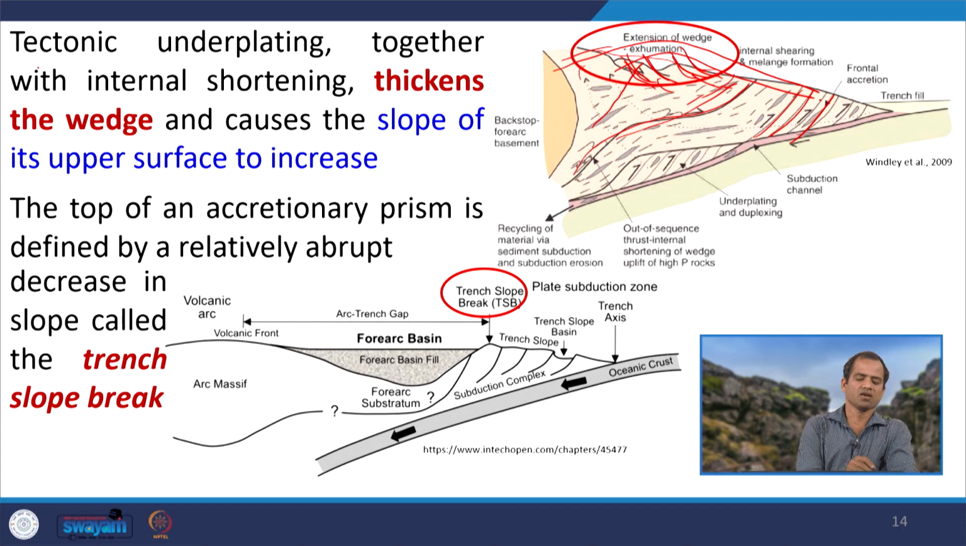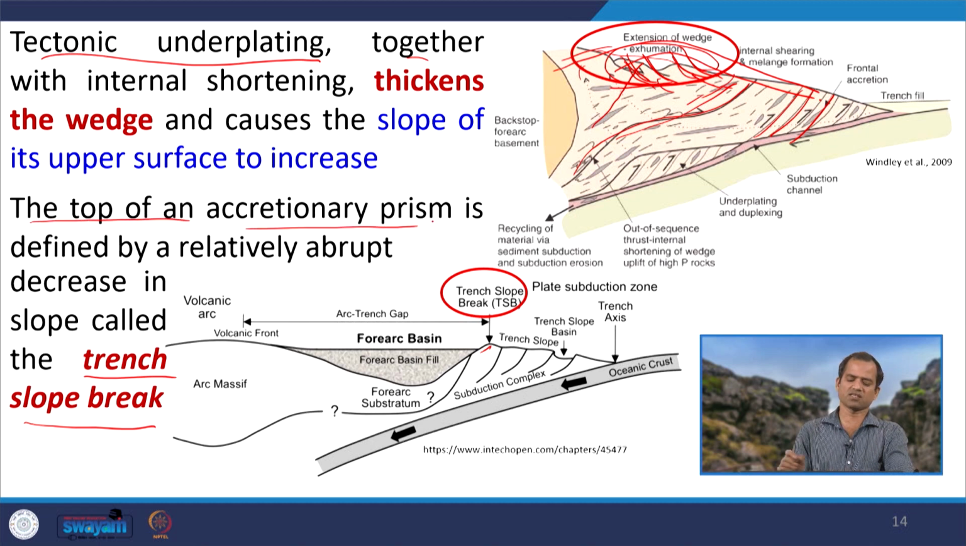So, the tectonic underplating together with internal shortening thickens the wedge and causes the slope of this upper surface to increase. Due to this increase of the slope, there will be normal faults and development of basins, and this is called the trench slope break, where this normal fault is developed and the slope is reduced due to removal of the material.